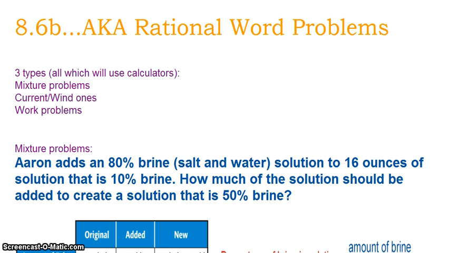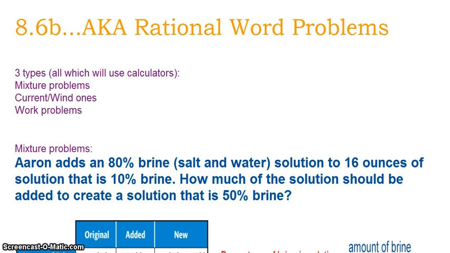Particularly, I think the most manageable and easiest to kind of figure out of all of them is the work type. But there are three types. There are mixture problems, which always deal with something like chemistry related, something with going against the current or the wind, and then work problems.